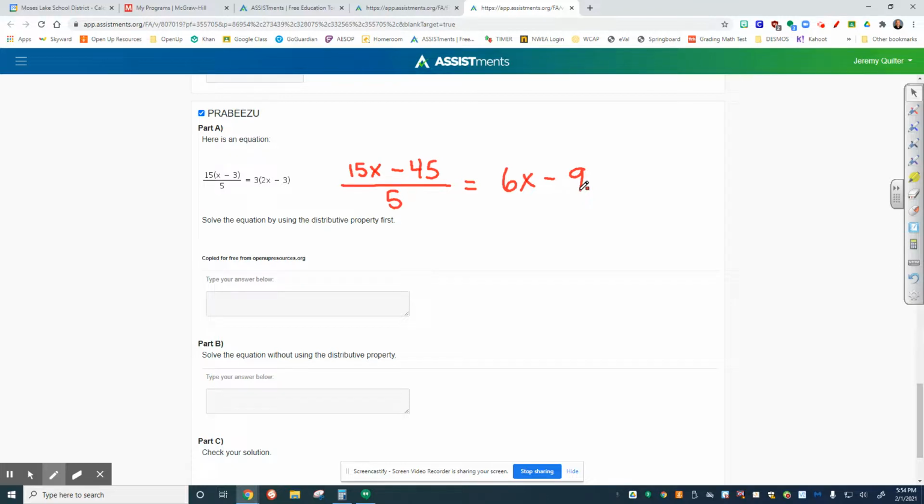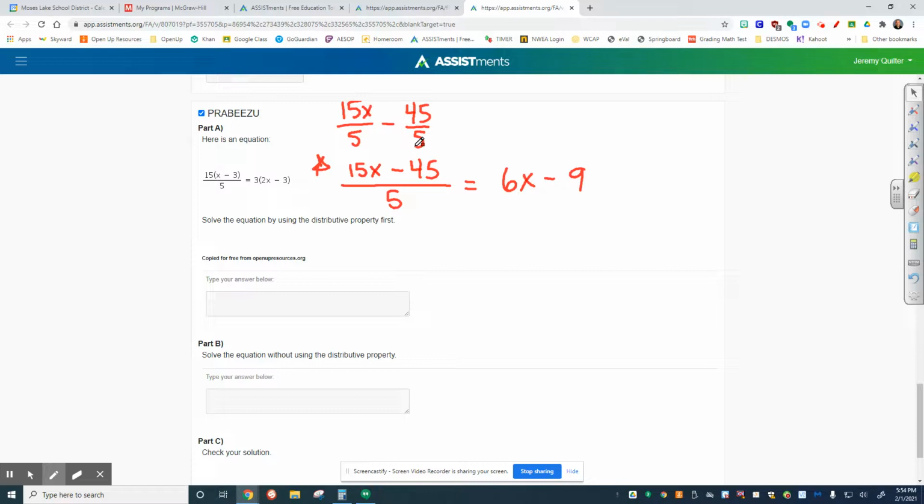Little bit of a hint. Start right here and maybe think about it like this. 15 times x divided by 5 minus 45 divided by 5. And I think that you'll see something a little bit different. It'll be a lot easier than trying to multiply both sides by 5.